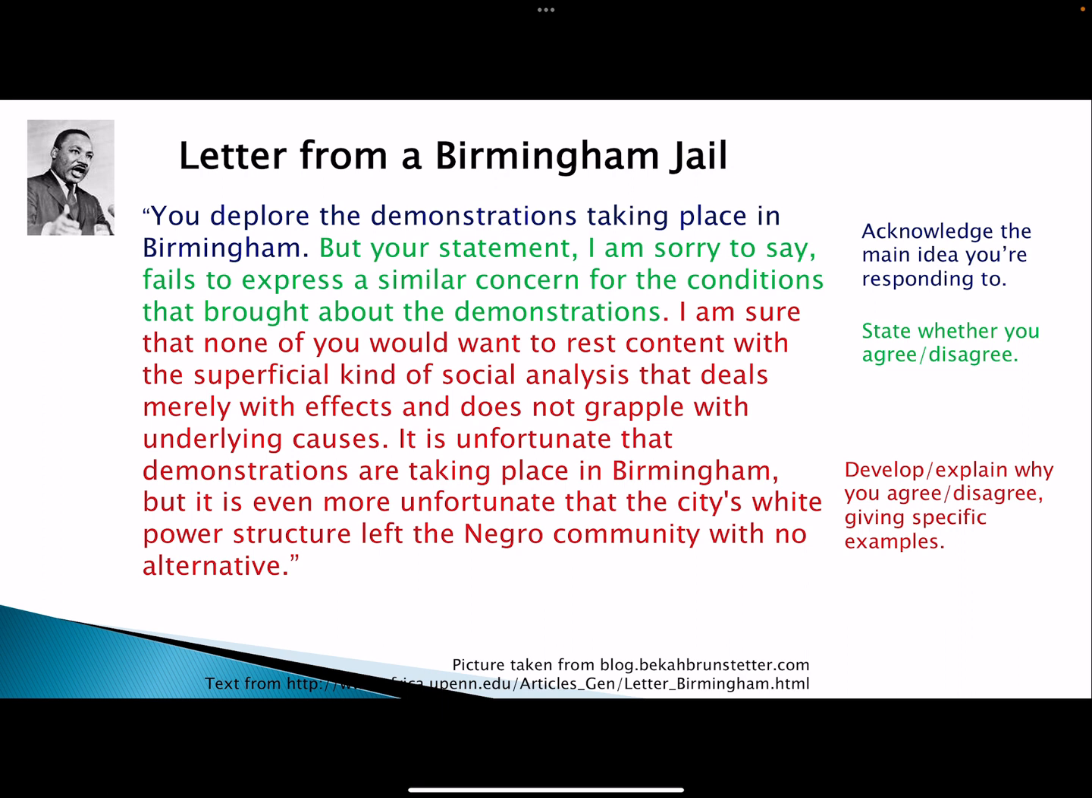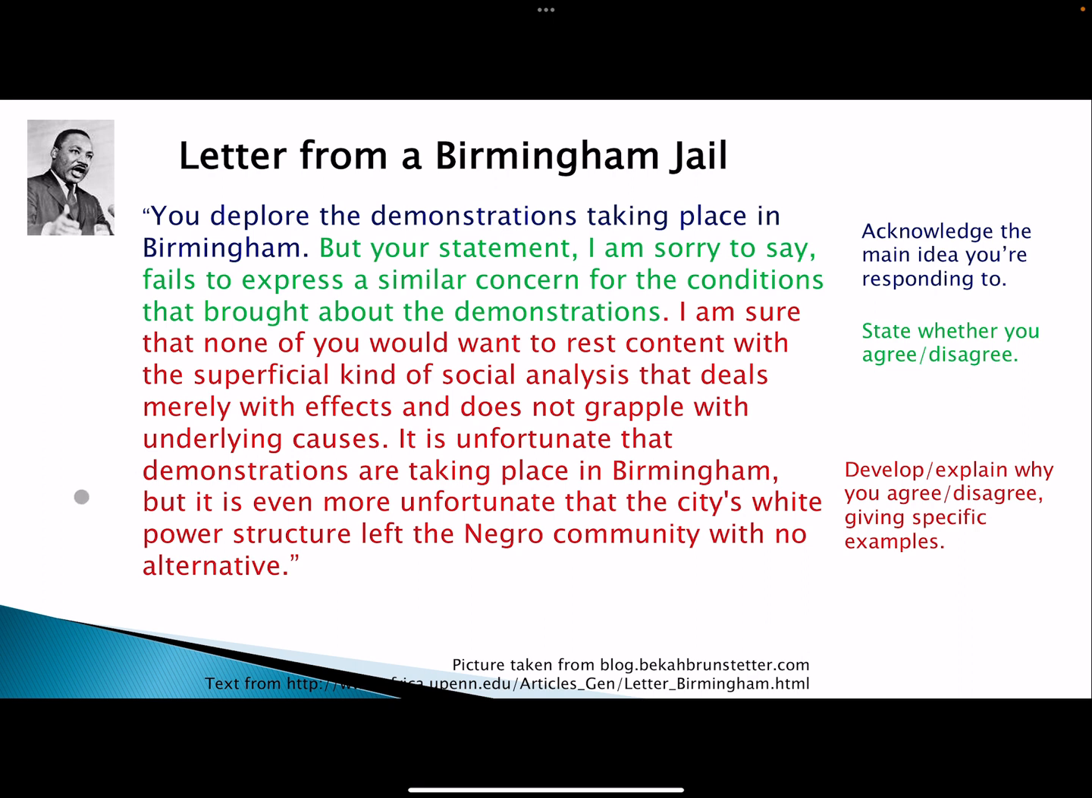Now, there's not evidence in the same way that you might think of finding evidence in your researched arguments so far. But we can see some of the other tools at play, right? "I'm sure that none of you would want to rest content." You know, he's trying to empathize with his audience. He calls the social analysis superficial as a way of subtly pointing out, right, that not going beyond this reaction could be superficial, but he doesn't understand them as an audience to be superficial. He's saying, I think that you can go beyond your own initial reactions.